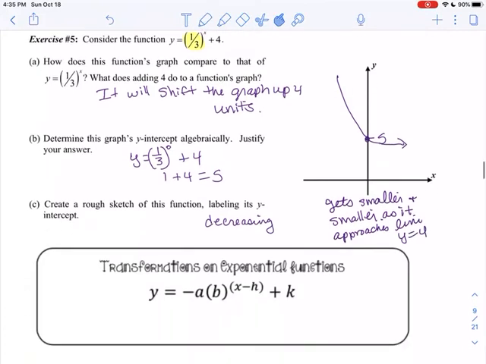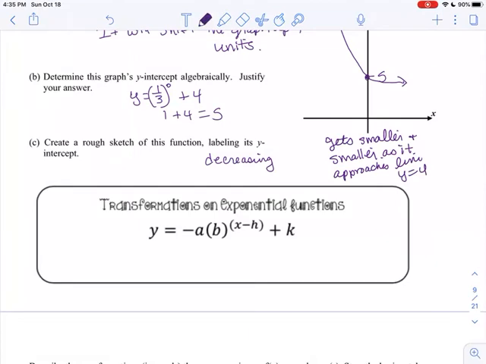And at the bottom, I have my summary of all my transformations. All right, so here's my summary. Transformations on the exponential functions. They're just like the absolute value ones that we did. If I have a negative in front, what does that mean? Does everyone remember that's a reflection over the x-axis?